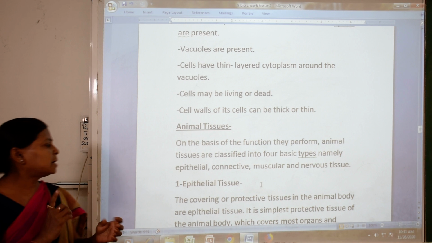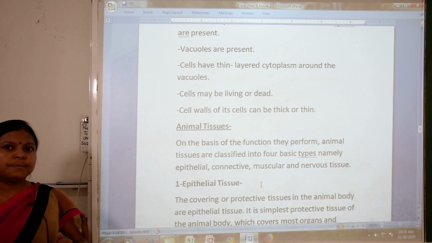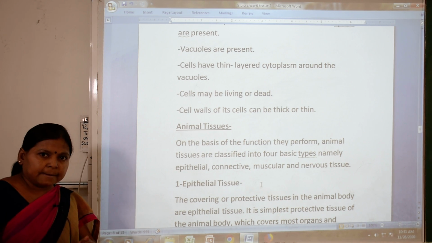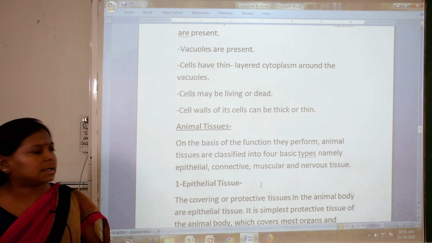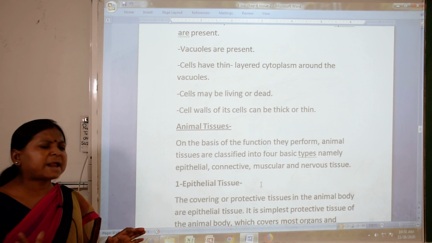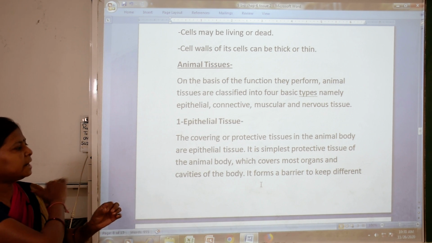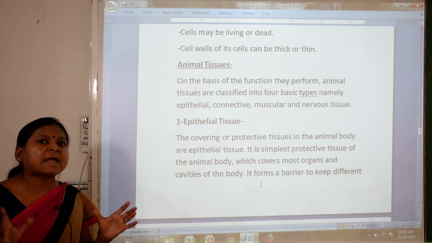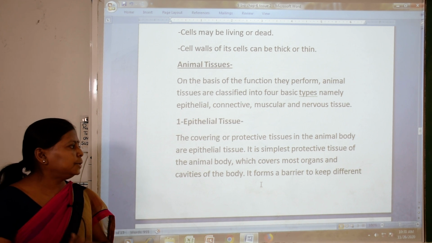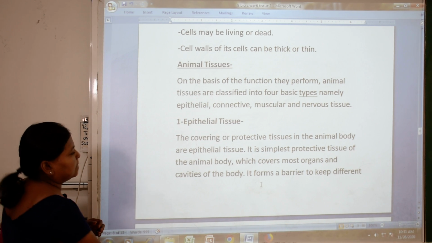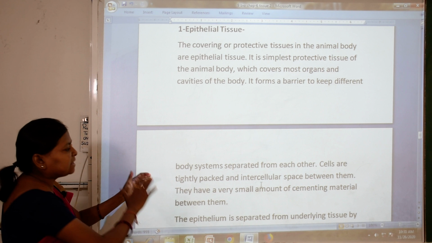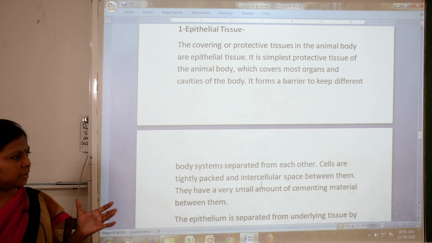The covering or protective tissue in the animal body is called epithelial tissue. It is the simplest protective tissue of the animal body. It covers most organs and cavities of the body. It forms a barrier to keep the different body systems separated from each other.